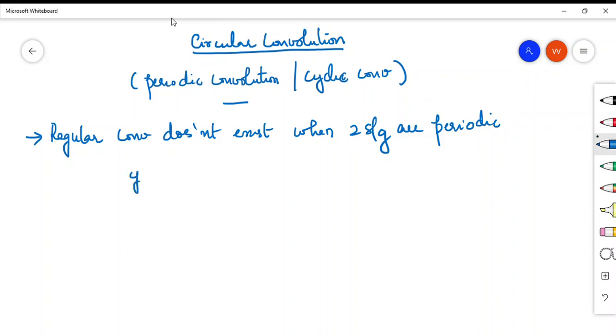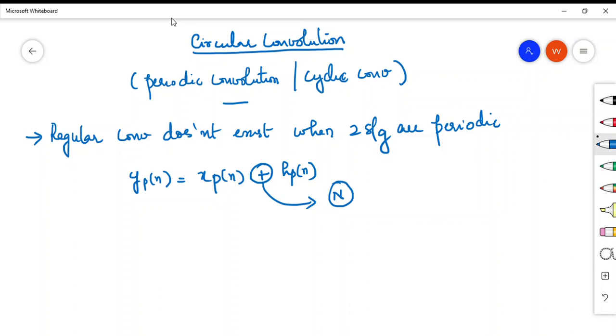Now circular convolution is normally represented as yp of n is equal to xp of n, where p represents periodic, circular convolution hp of n. You can write it like this, or in some textbooks you can see this symbol. Both are correct.